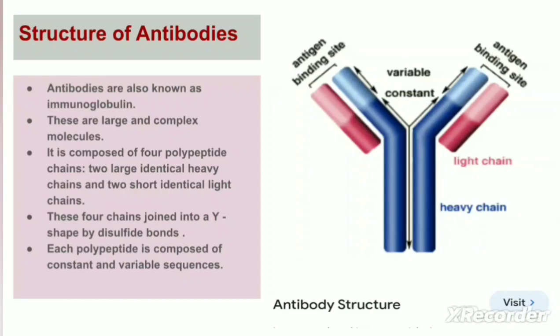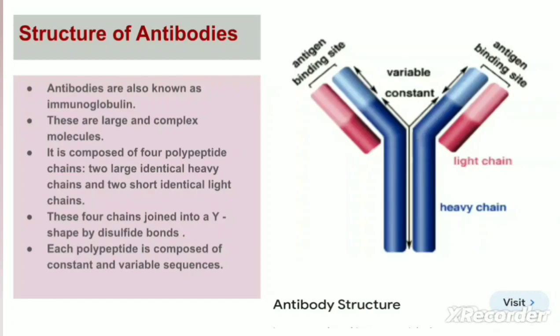Structure of antibodies. Antibodies are also known as immunoglobulins. Immunoglobulin is a large and complex molecule. It is composed of 4 polypeptide chains, 2 large identical heavy chains, and 2 short identical light chains. These 4 chains are joined into a Y shape by disulfide bonds.